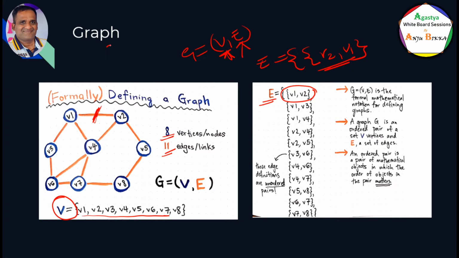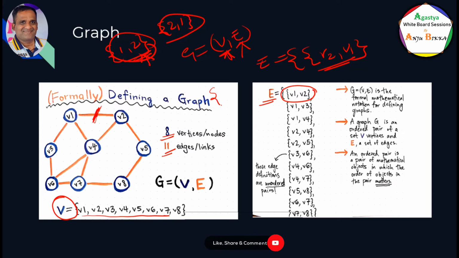That is the reason we used a set notation here. In a set, if you write the set {1, 2} or the set {2, 1}, both are the same set. The order does not matter in the case of a set. So that is the reason the edges in an undirected graph are represented by a set, {V1, V2} or {V2, V1}. You can see the set notation here. So in total, 11 edges, 11 links.